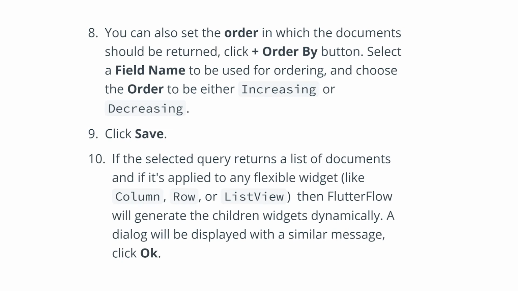Select a field name to be used for ordering, and choose the order to be either increasing or decreasing. Click Save. If the selected query returns a list of documents and if it's applied to any flexible widget, like Column, Row, or ListView, then FlutterFlow will generate the children widgets dynamically. A dialog will be displayed with a similar message; click OK.